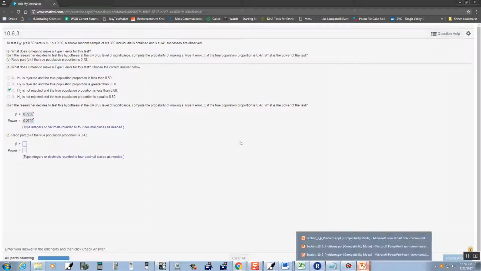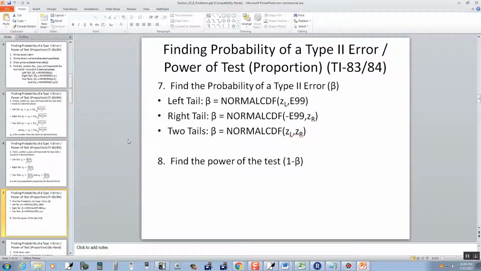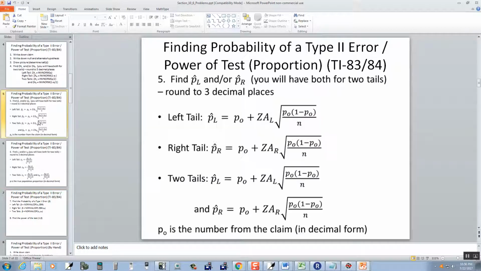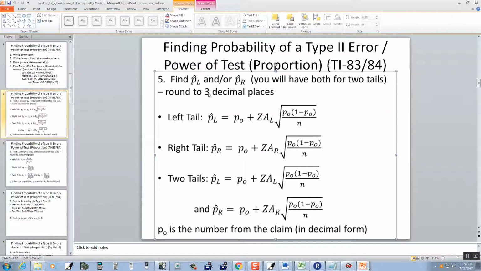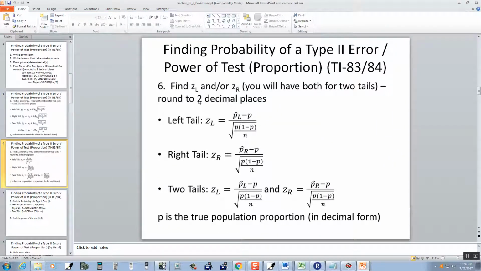So it looks like on my PowerPoints here, I need to make some corrections. I can't change this one, that's nice as an image, but I can tell you: this should be 4 decimal places here, and on this one here, this should be 4 decimal places. And then that should give you the correct answer on figuring these probability of type 2 error and power of a test problems.